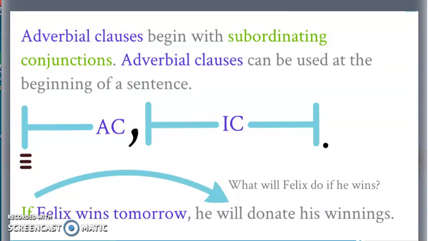Adverbial clauses can be used at the beginning of a sentence, as in this example. If Felix wins tomorrow, he will donate his winnings. So here, the question is, what will Felix do if he wins? Again, the adverbial clause begins with a subordinating conjunction. In this example, the subordinating conjunction is if, and it begins the adverbial clause, then a comma, then the independent clause.